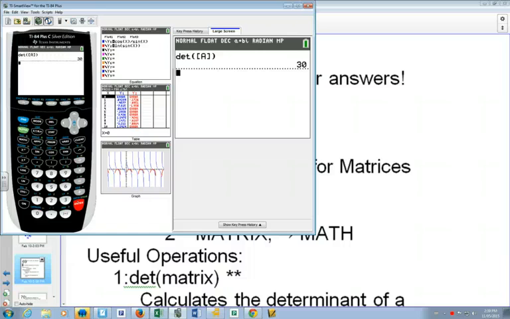The thing that sometimes happens is you don't go back to the main screen before that, and so then you start doing math within your matrix, and that can be a problem. But other than that, we can find determinants of matrix using that way.